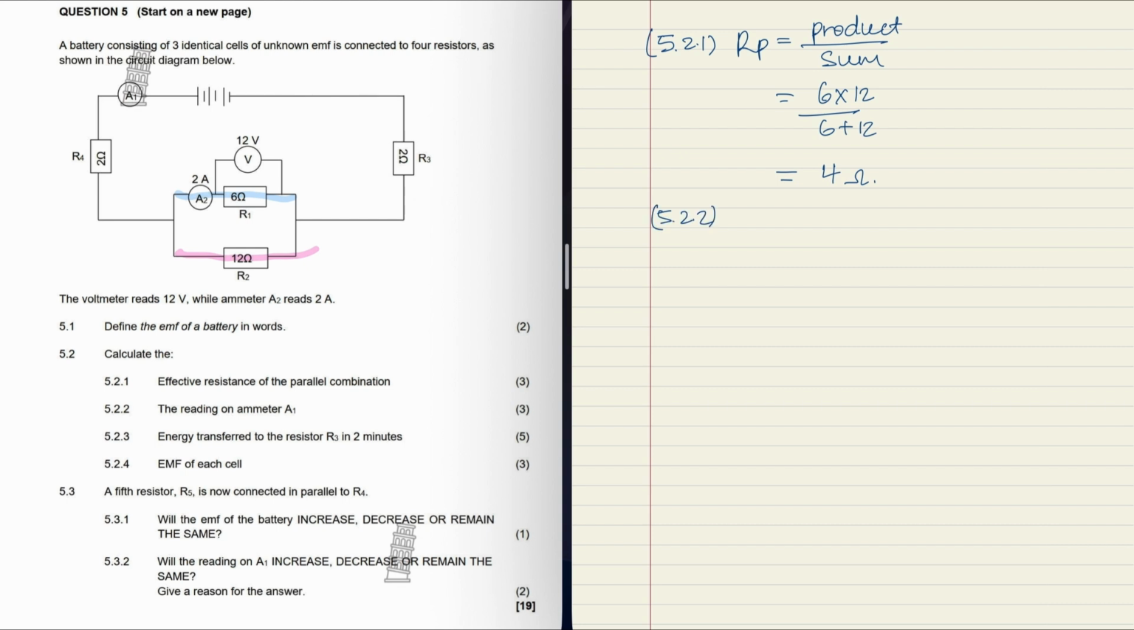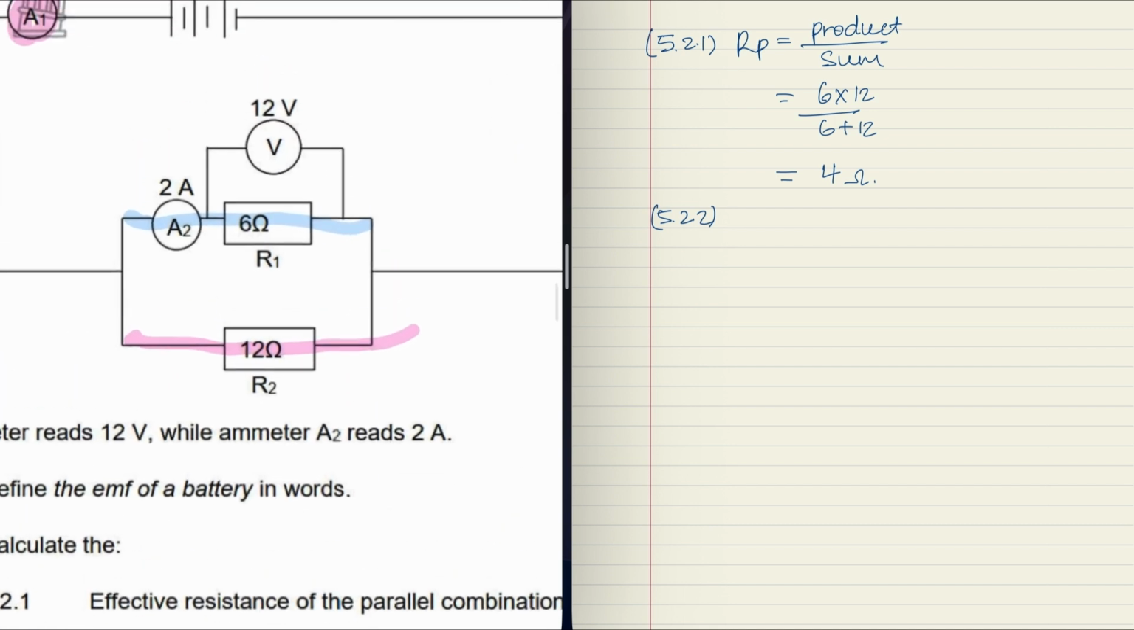Question 5.2.2. Calculate the reading on ammeter A1. Now A1 is reading the total current in the circuit. It's not reading any splits or anything like that. So there's a few ways you could do it. Now I'm going to go with the simplest way that I think we can use to solve this, and that's to use ratios.